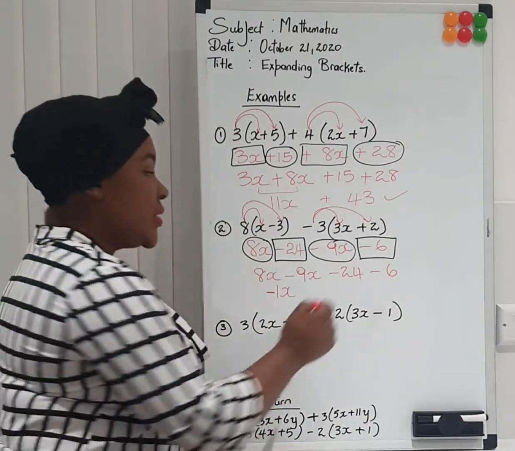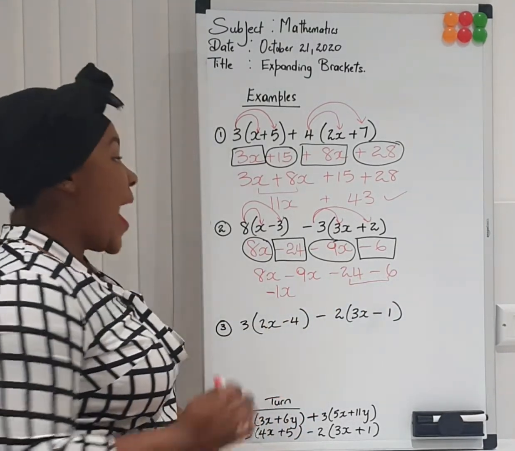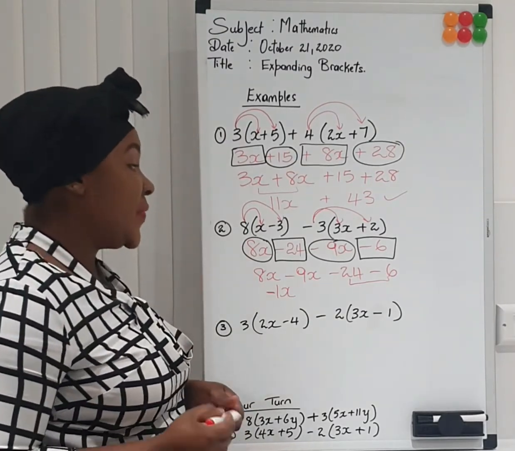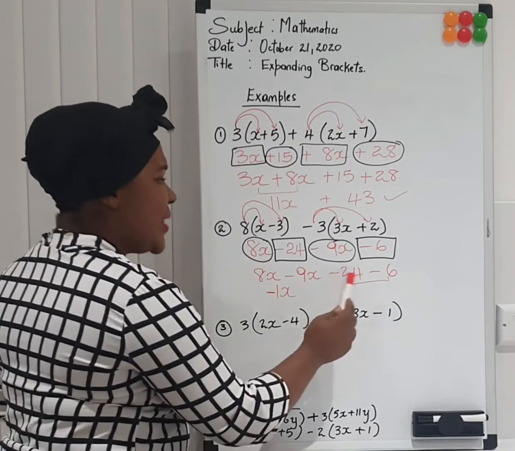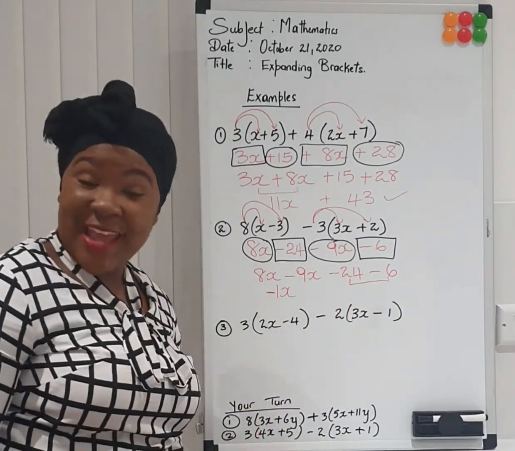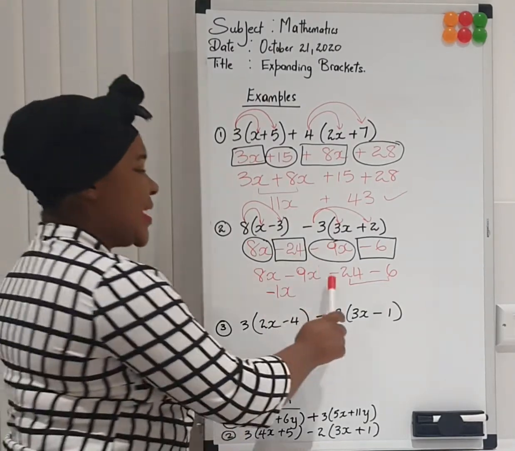Now we go to the other two terms over here. And that's negative 24 and negative 6. Good. So we have negative 24 and negative 6. We look at them, negative, negative. Oh, the signs are the same. What do we do when the signs are the same? We add. Same sign, add.